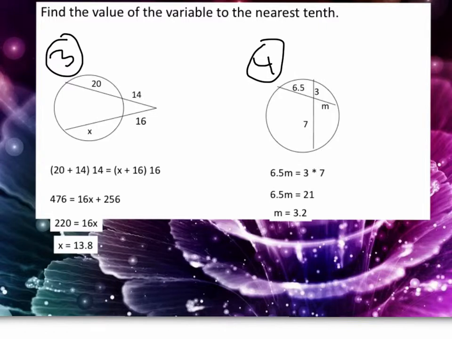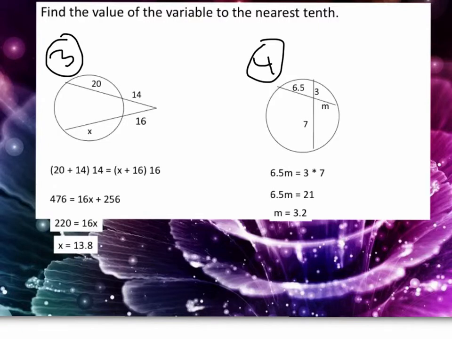Okay, here is the work for both examples. Let's look at example 3. Remember, we add these 2 together, multiply it by the outside, equals adding these 2 together and multiplying it by the outside. Then you distribute here, and then you simplify here. Then you solve for x, and x gives you 13.8.